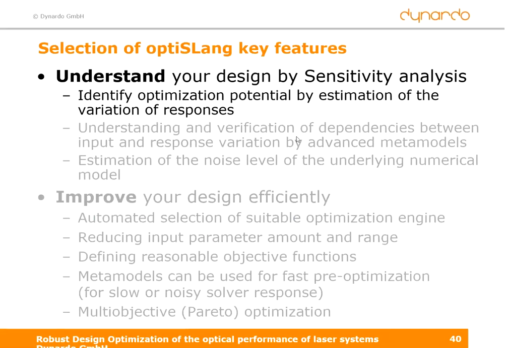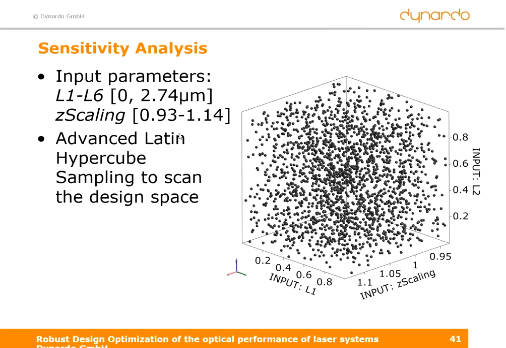sensitivity analysis. So the first step will be to identify the optimization potential by estimating the variation of the responses. And for this, we do the sensitivity analysis with an advanced Latin hypercube sampling to scan the design space homogeneously. So we vary these input parameters in this range, and you see that the designs are homogeneously distributed in space.